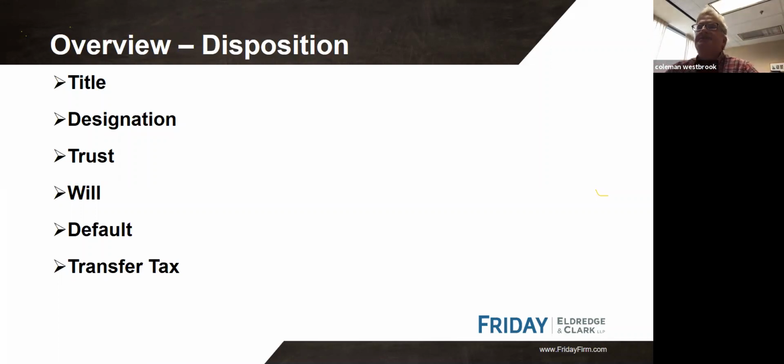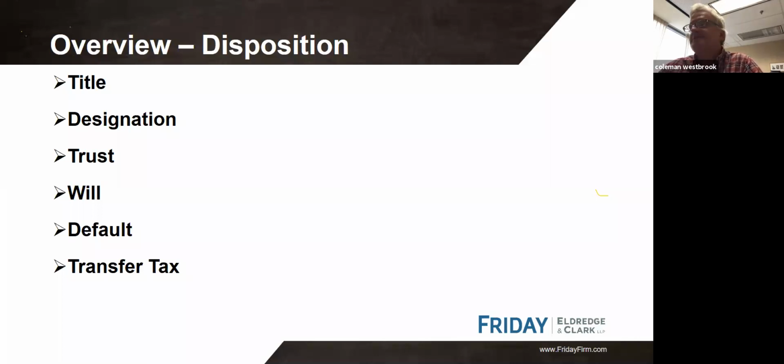Second is designations. These are things typically on life insurance or retirement accounts, and that will control, again, over your will and over your trust. So it's very, very important to keep track of your beneficiary designations.